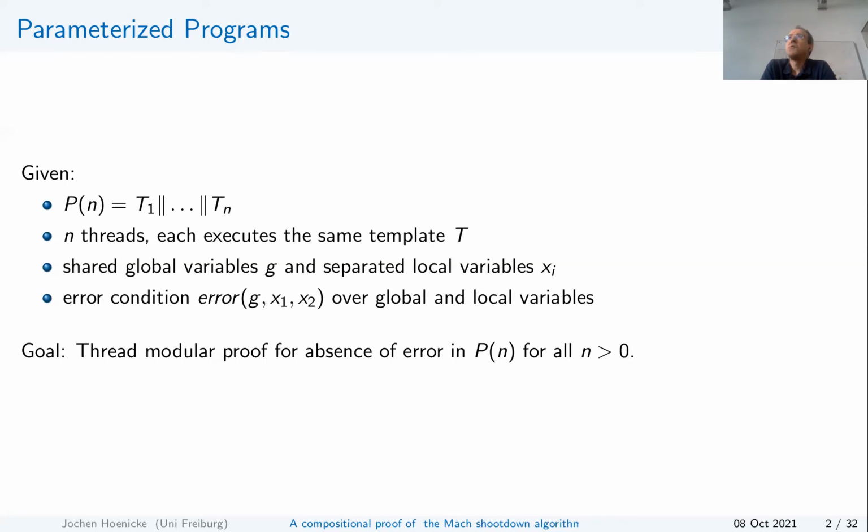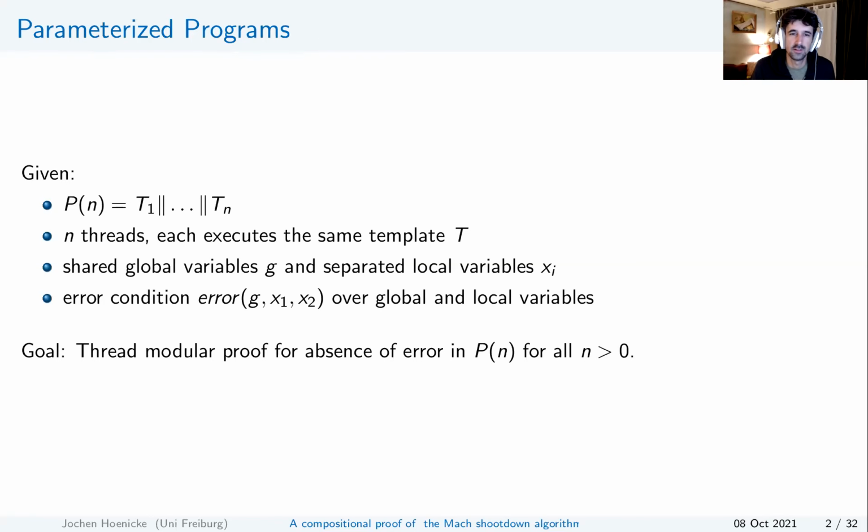What we want to show, or what our goal is, is a thread modular proof for the program P that works for any number of threads n. So we don't want to verify it for a fixed number like 3 or 4, but for any number of threads, it should be correct.